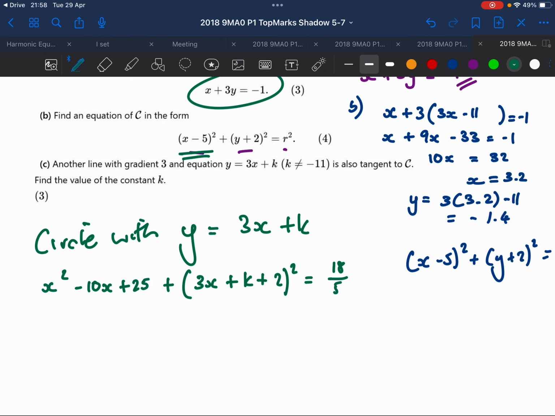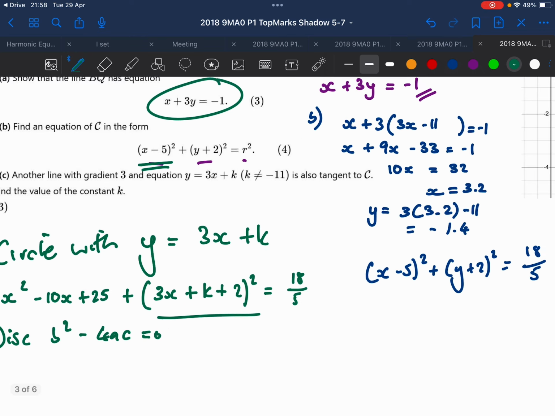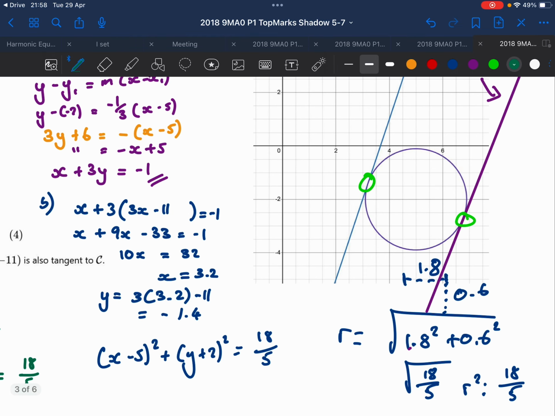If we simplify this one here and use the discriminant, b² − 4ac = 0, that will be a legitimate way, but I'm a little concerned about how nice this will be. So I think I'm going to use a different approach instead. I'm going to use some symmetry.